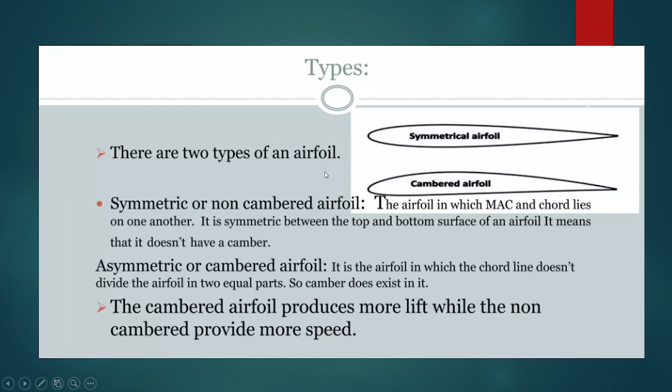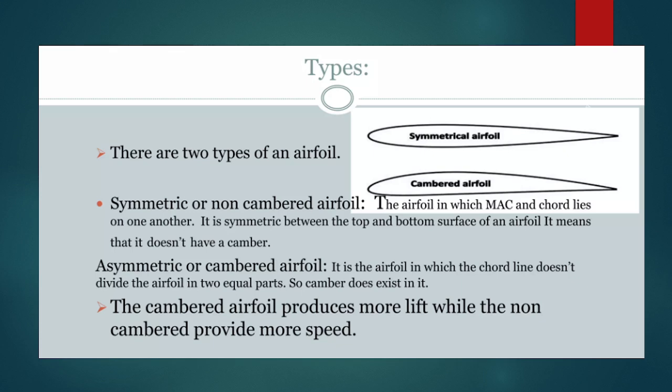Next, when it comes to types of airfoil, we will be having two types, symmetric and asymmetric. Of course, symmetric means like mirroring. If you mirror it, you will be getting the same shape on both sides. Like if you cut your body vertically, both the sides will be getting the same shape.